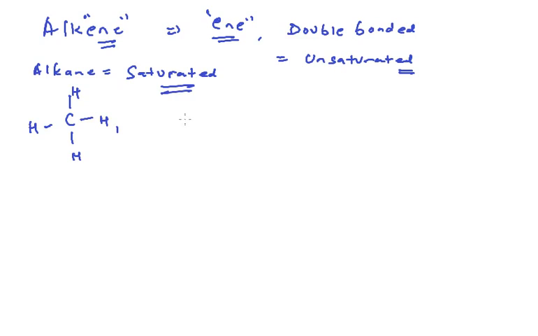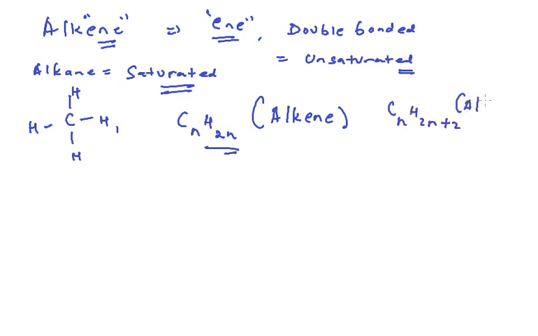So they have a formula of CnH2n. This is the formula for the whole alkene family. Remember, alkane has CnH2n+2. That's for the alkane group. So what we can see from here is that alkenes always have 2 fewer hydrogens than the alkane groups.